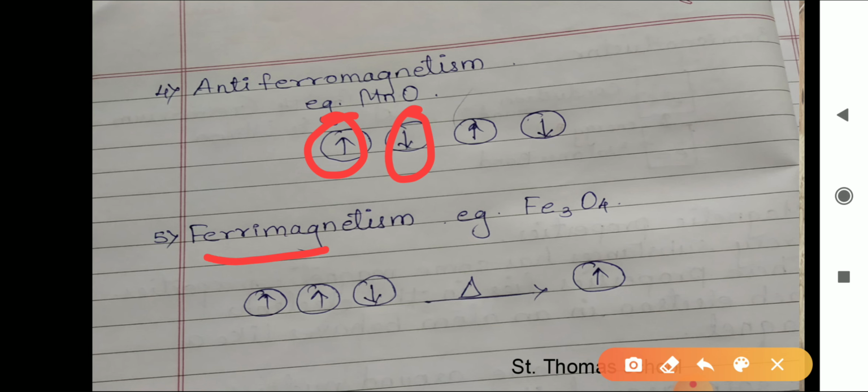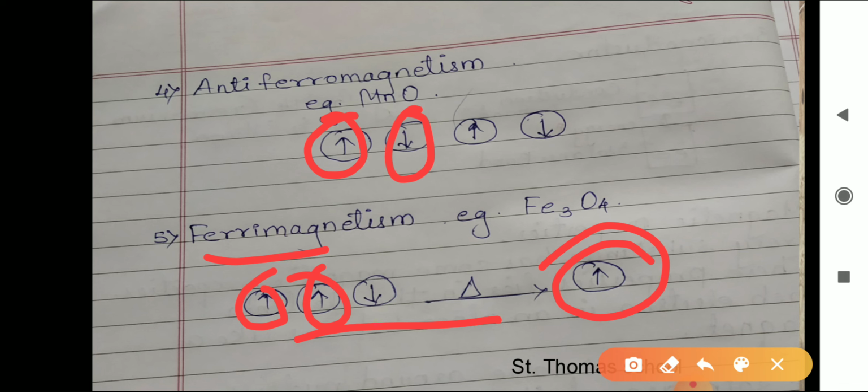Next is ferrimagnetism. The example I had given you is Fe3O4. In this, you can see the magnetic moments of the domains in the substance are aligned in parallel and anti-parallel directions in unequal numbers. They are weakly attracted by a magnetic field as compared to ferromagnetic substances, right? Magnetite, Fe3O4, is an example of this. This substance also loses ferrimagnetism on heating and becomes what? Paramagnetic.